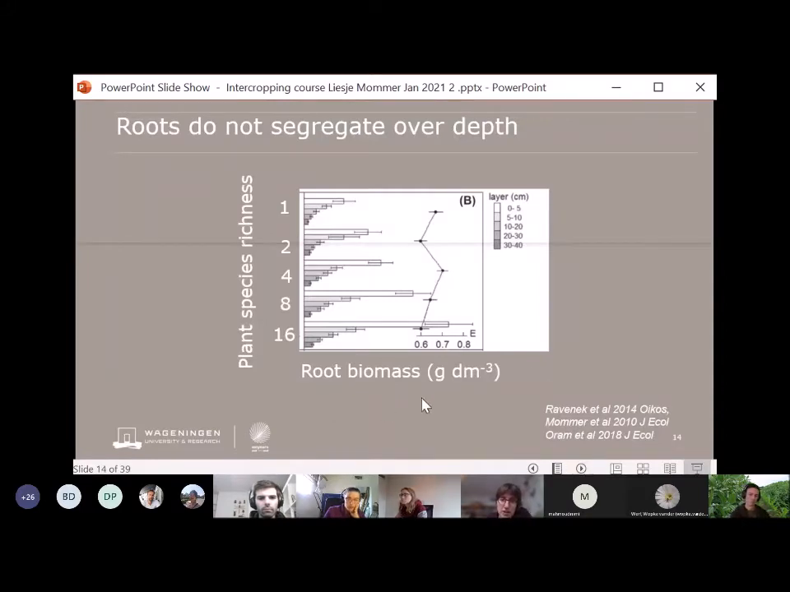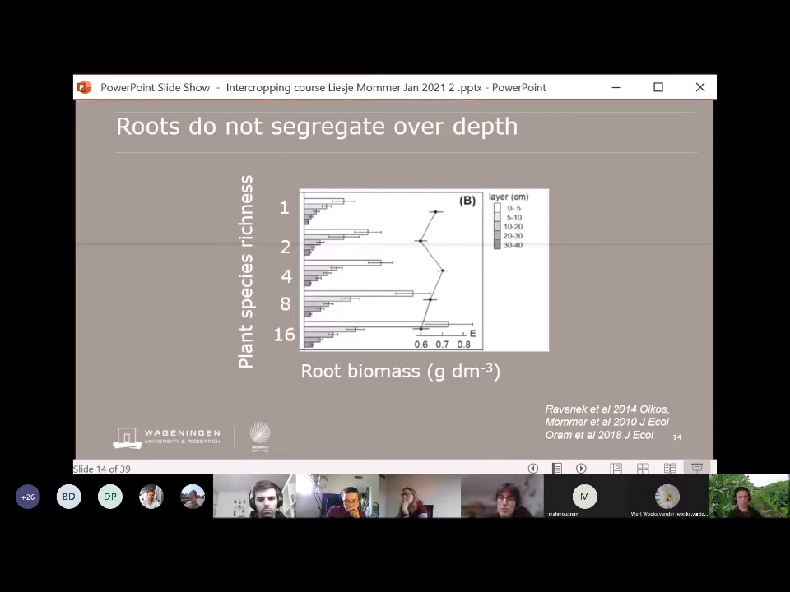Here on this graph, you see root biomass across different layers for the different plant species richness levels. In the top part, you see the average monoculture. What you would expect, if you increase the diversity, is that you find the root distributions more even. And rather than it becoming more even, it's becoming more uneven. So we don't see that the root system segregates over depth. Instead, they all aggregate in the topsoil layer.